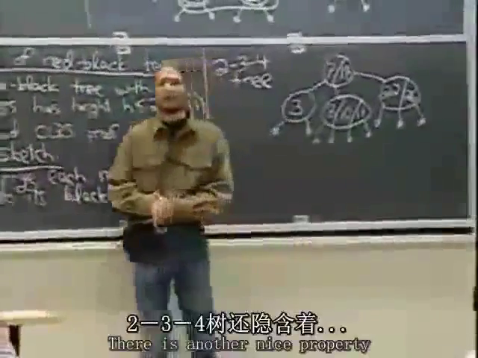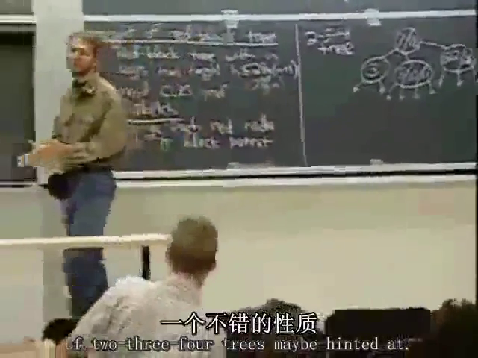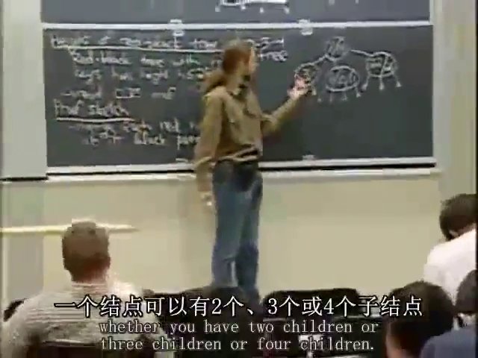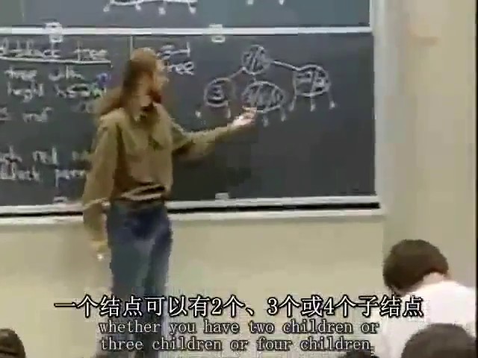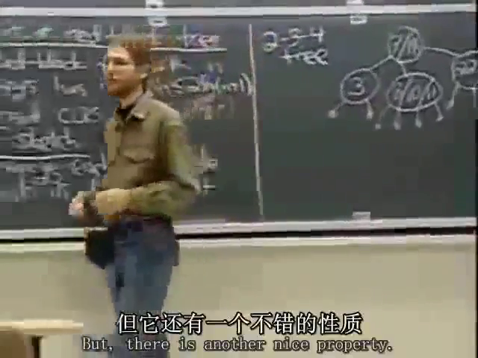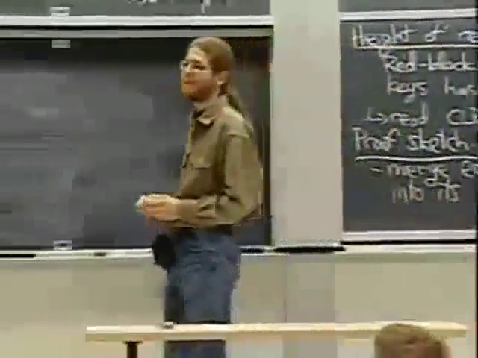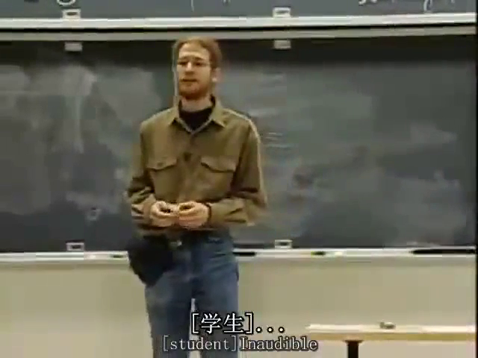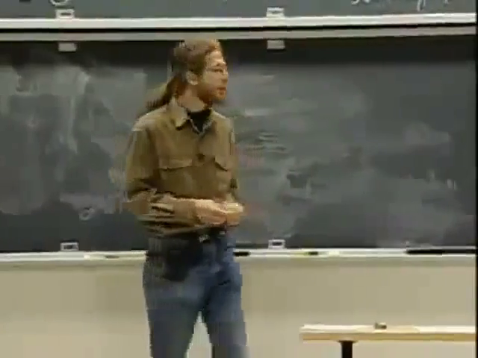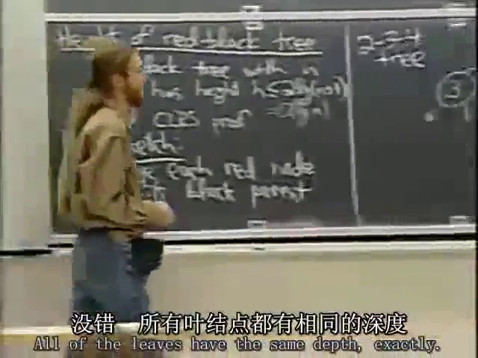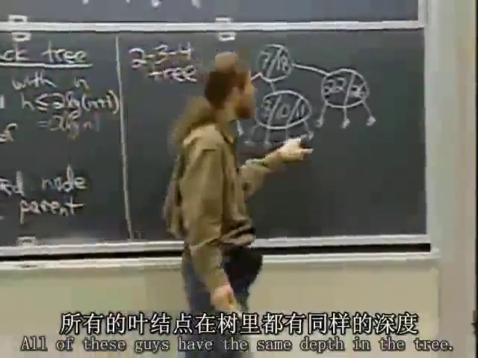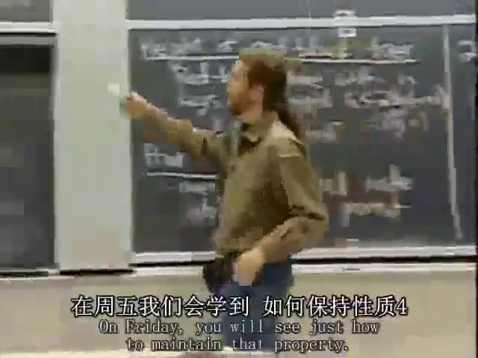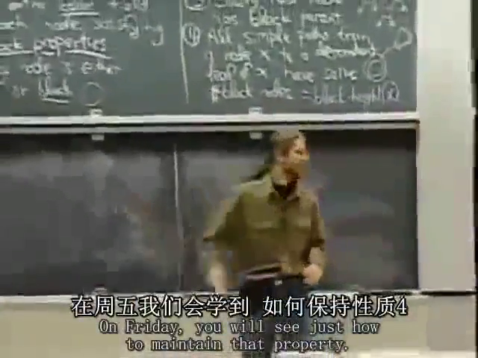There's another nice property of 2-3-4 trees. There's really no control over whether you have 2 children or 3 children or 4 children. But there's another nice property. The bottom, all of your children have the same depth. All of the leaves have the same depth, exactly. All of these guys have the same depth in the tree. Why is that? Because of property 4. On Friday, you'll see just how to maintain that property.